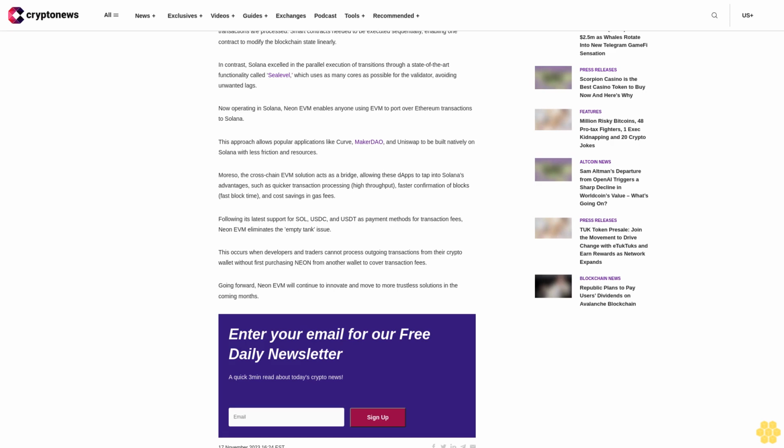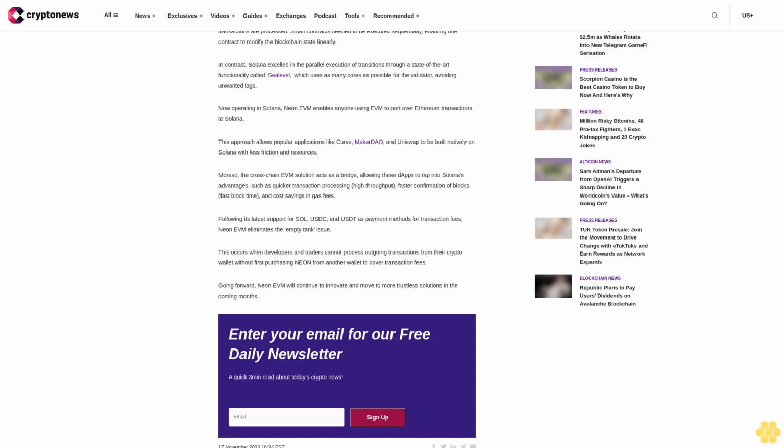Now operating in Solana, Neon EVM enables anyone using EVM to port over Ethereum transactions to Solana. This approach allows popular applications like Curve, MakerDAO, and Uniswap to be built natively on Solana with less friction and resources. More so, the cross-chain EVM solution acts as a bridge, allowing these dApps to tap into Solana's advantages, such as quicker transaction processing, high throughput, faster confirmation of blocks, fast block time, and cost savings on gas fees.